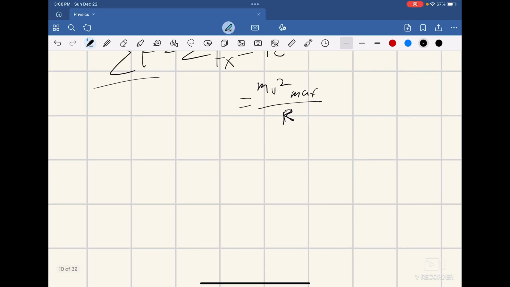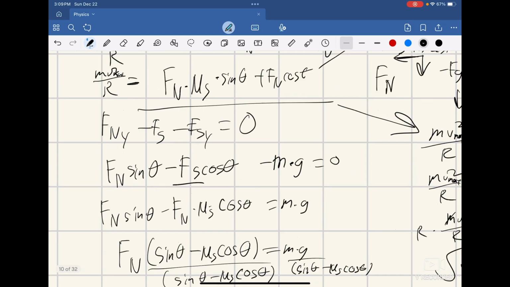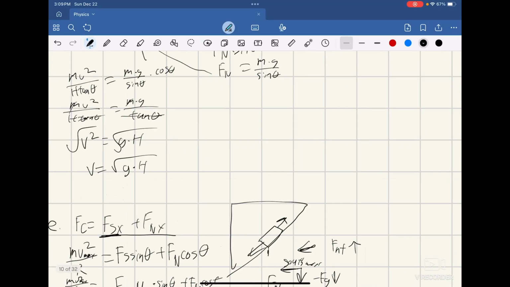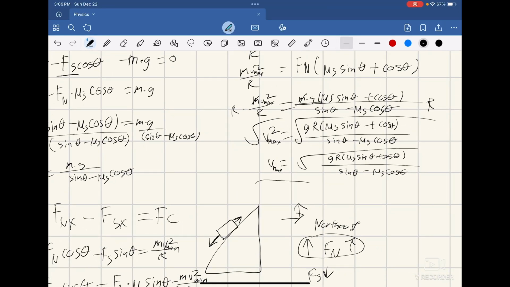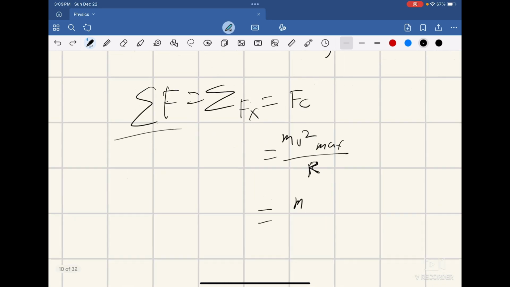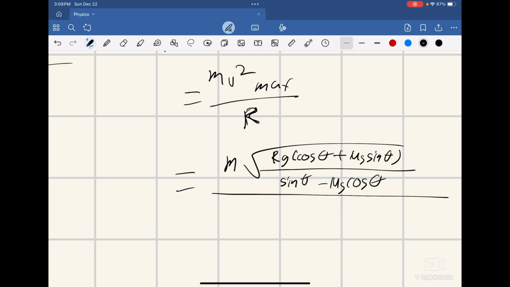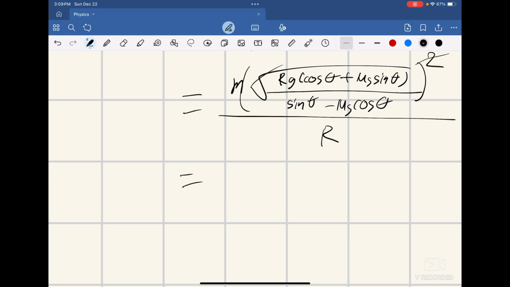So if we have mv squared max, we have to plug in v max, which we already found right here. We're just going to plug this into the formula: the square root of rg times cosine theta plus mu s sine theta over sine theta minus mu s cosine theta, all over r, and you have to square this. Since we're squaring it, we can cancel the square root, and you're left with m over r times r.